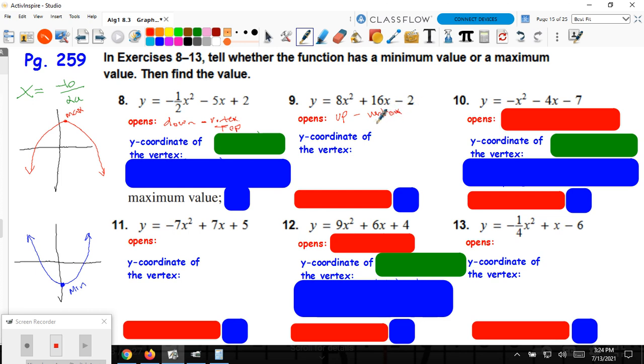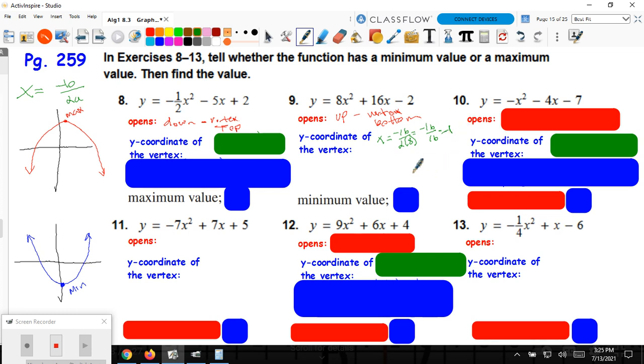Vertex is at the bottom. And so we can see right there, we're going to have a minimum value. And then the x-coordinate, got to find out what x is here. So b is 16, so it's negative 16 over 2 times a. 2 times 8. So that's going to be negative 16 over 16. So that's negative 1.